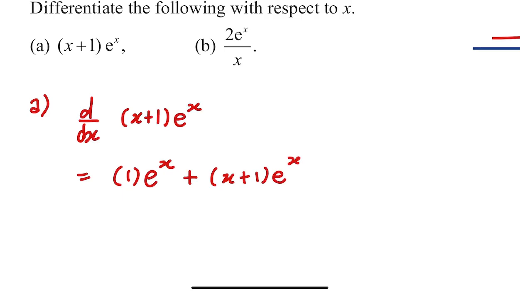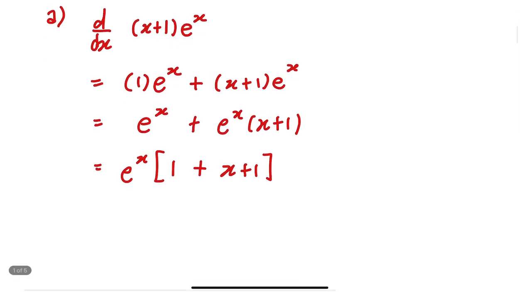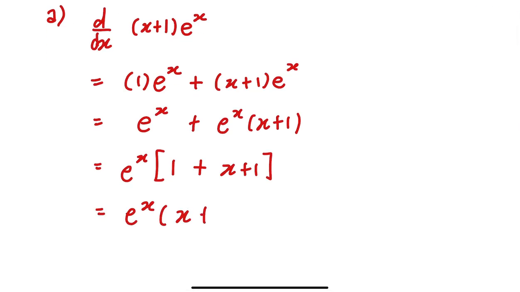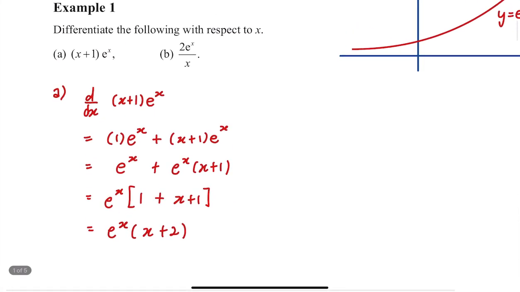Okay, so therefore my final answer is simply e power x plus, over here I have e power x times x plus 1. I can actually simplify further by factorization. Factorize out e power x from both terms. I'll get 1 plus x plus 1. Therefore, final answer is simply e power x times x plus 2. Okay, this is for example 1a. Okay, let's look at example 1b now.